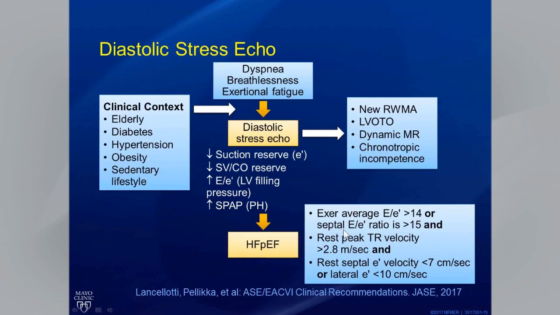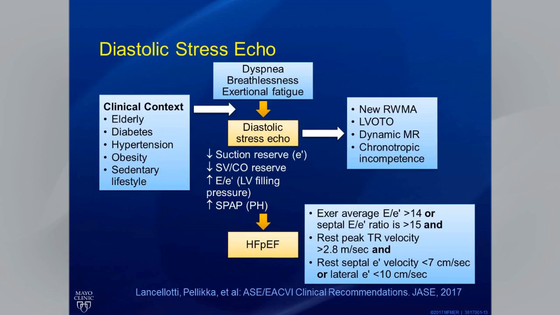When we're doing this diastolic stress echo, you have to decide whether you're going to measure the septal or lateral wall E' or to average them. Our laboratory measures the medial or septal E prime, and we look for a ratio, with exercise, of more than 13 to 15 being abnormal.